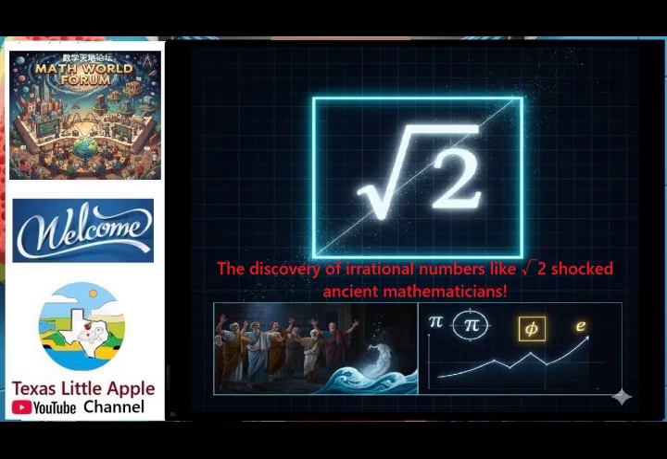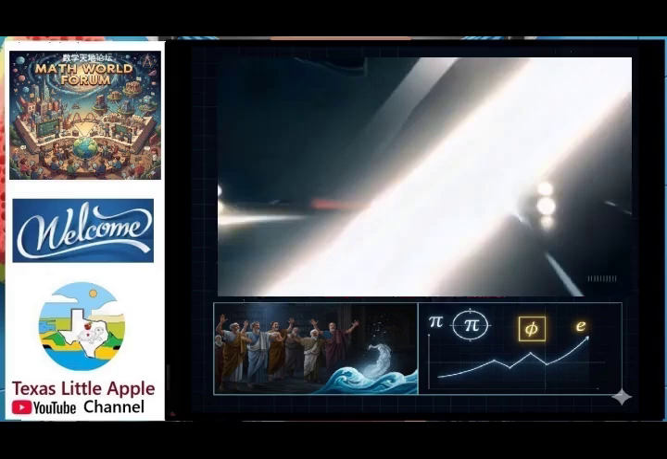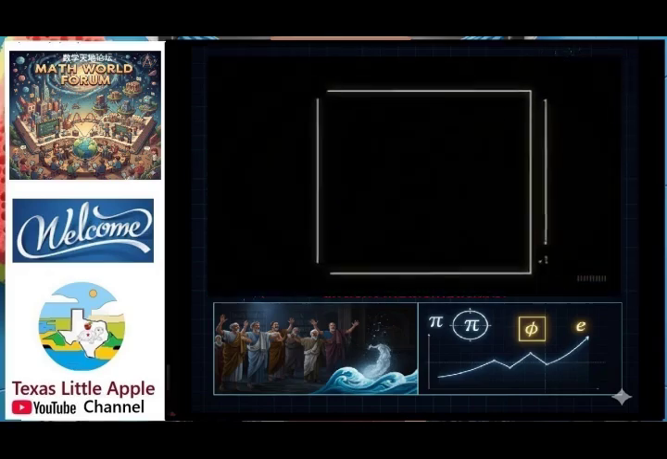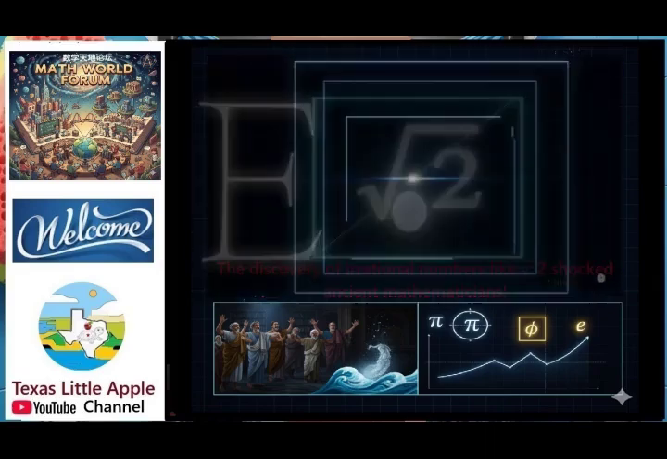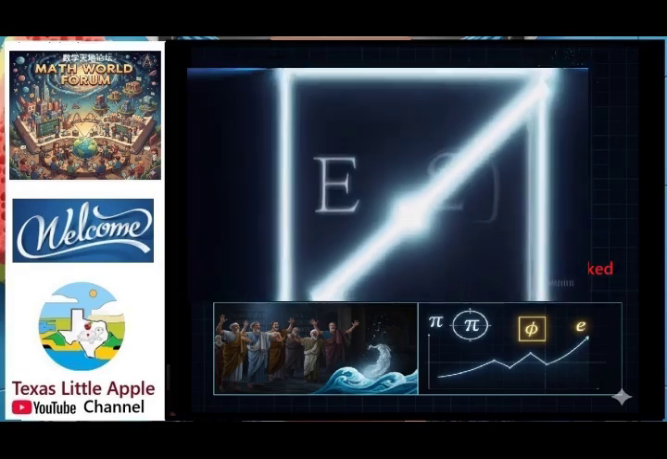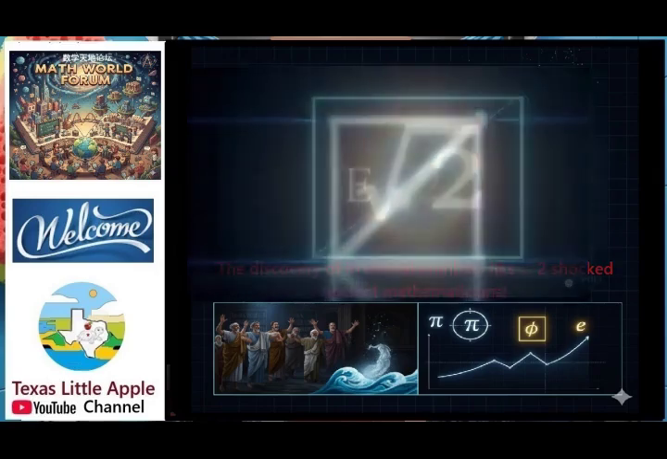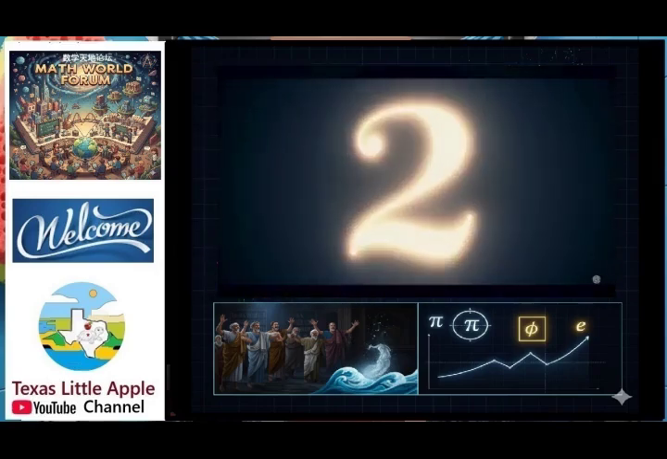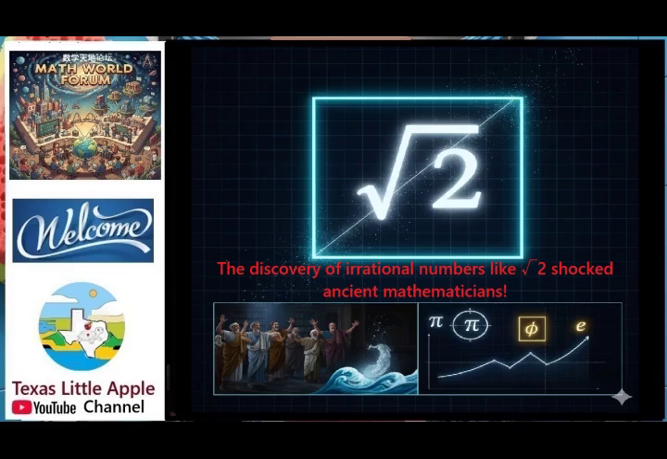Around 500 BC, the Pythagoreans believed that all numbers were ratios of integers. Then came a bombshell: the diagonal of a unit square is the square root of 2, and cannot be written as a fraction. This was the first known irrational number, and legend says Hippasus was drowned at sea for revealing it. Famous irrational numbers include the square root of 2, the constant pi, the constant e, the golden ratio phi. Irrationals filled the gaps between rational numbers.